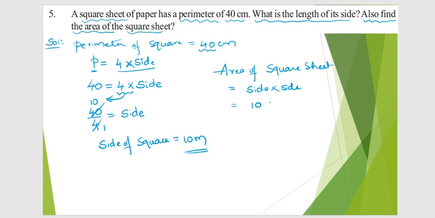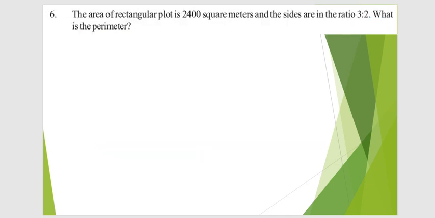So here the side is 10 meters and 10 meters. Sorry, not meters, it is centimeters. Since the given thing is in centimeters, we need to use centimeters. So 10 into 10, 10 tens are 100 centimeter square. So this is nothing but the area of the given square sheet, right? So likewise we can find out the things.